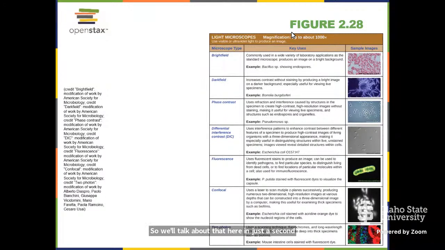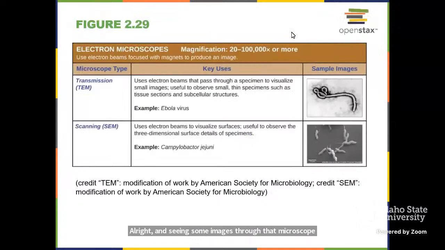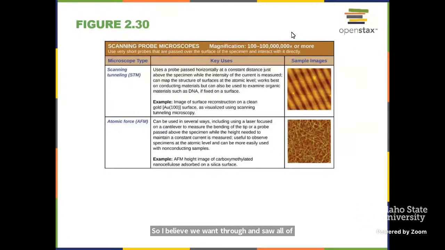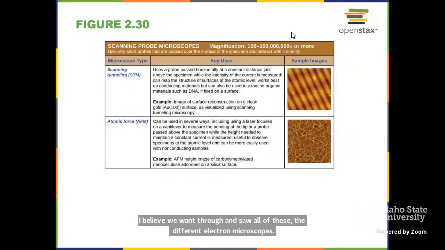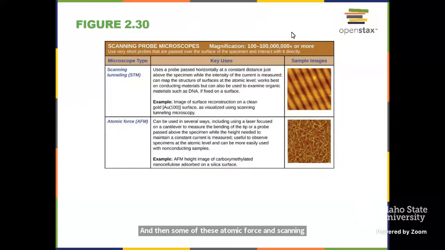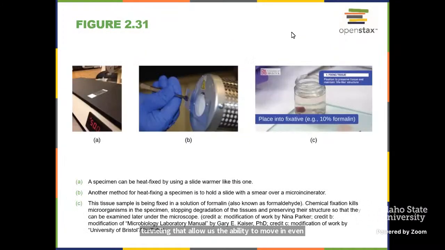So the bright field microscope, and I'm not going to go through and spout off everything, but it's the one that we will be thinking about as we shift over to the staining techniques here in a minute. And seeing some images through that microscope like we'll work with in the lab. All right. So I believe we went through and saw all of these, the different electron microscopes, and then some of these atomic force and scanning tunneling that allow us the ability to move in even deeper and see some molecules.